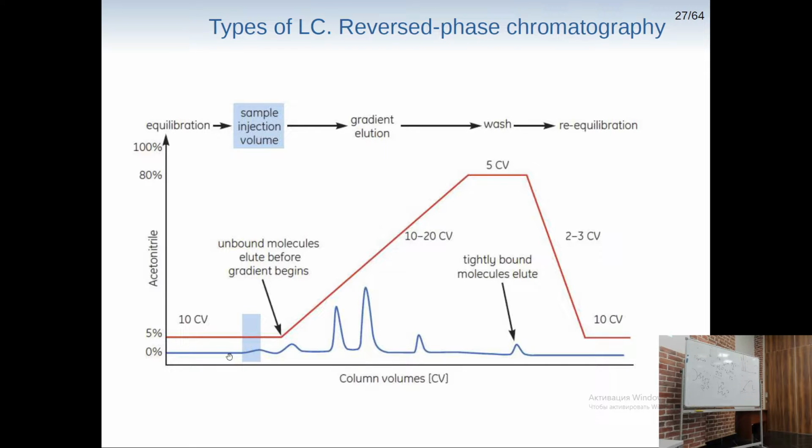Then we have this gradient, which can take approximately, these are not the right numbers, it can be more or less, 10 to 12 column volumes. And then you have to stay here for 5 more column volumes. Why do you think we need this?